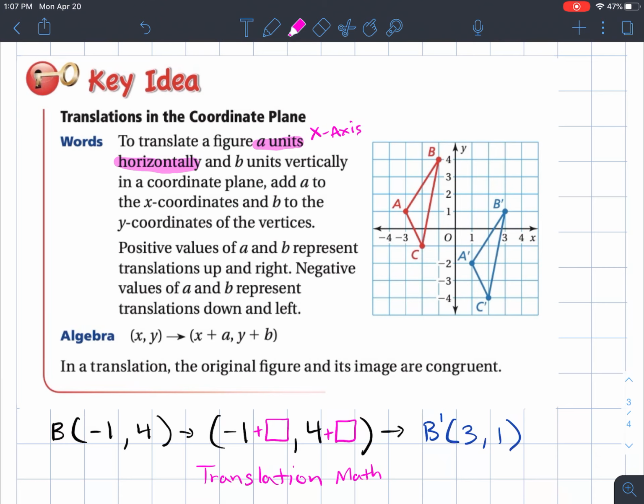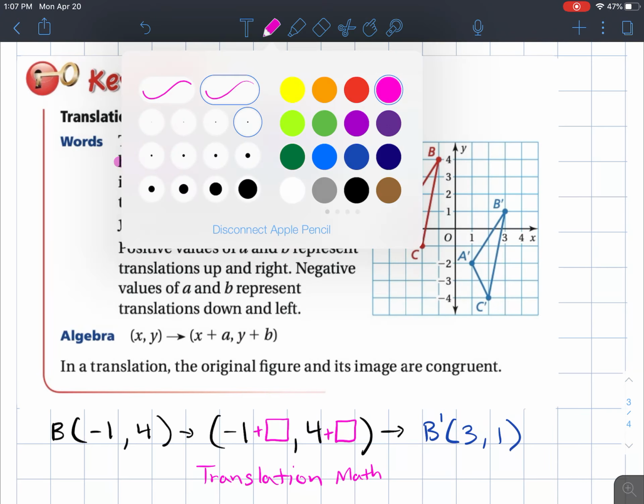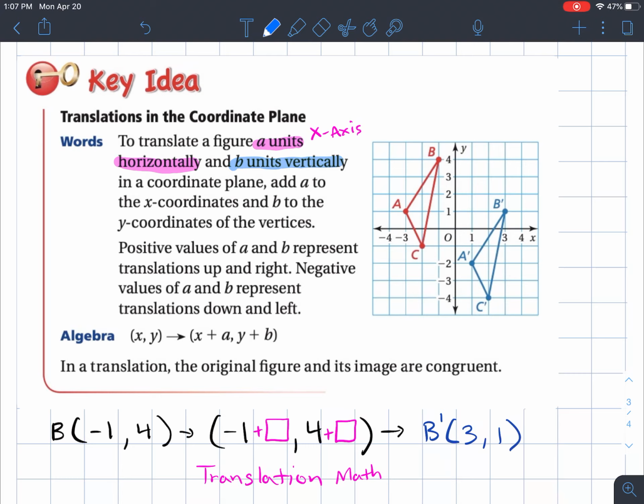And B units vertically. That's the y-axis. So however many units it tells us to move it for B, that's going to pertain to the y-axis. So how many units are we going to move the shape up or down? In a coordinate plane, we're going to add A to the x coordinates, and we're going to add B to the y coordinates.